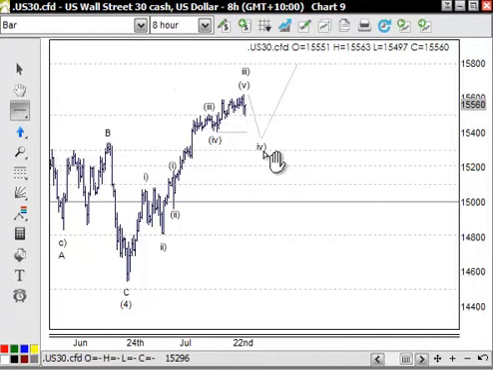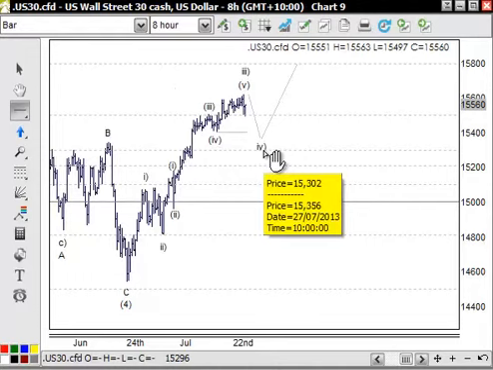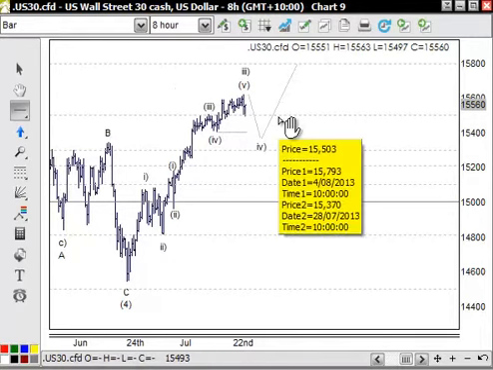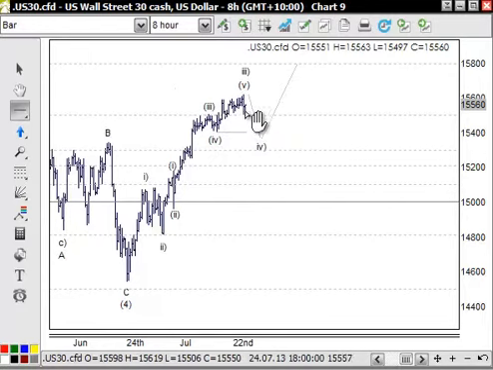The 38.2 retracement level would be down at the 15.3 or close to it. However, the wave 4 of one lesser degree is a little bit higher here. So let's see how we go. Of course, we'll need a break of the 15,500, and that's quite possible because the little move that's come down through here appears to be in 5 waves.